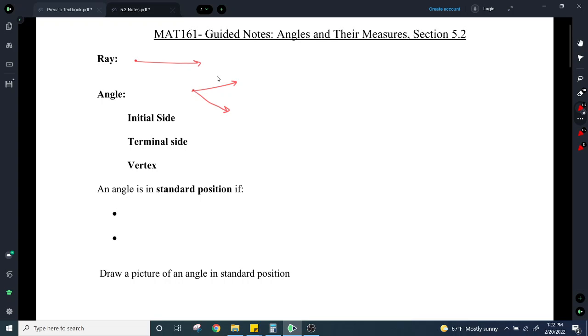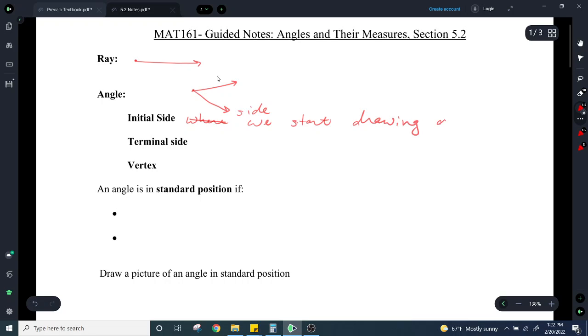The initial side is where we start drawing that angle. I don't know if I have a formal definition, but we can say the side where we start drawing the angle. And this will make more sense as we go. We'll have some images and some examples. The terminal side would be the side or the ray where we end drawing the angle.